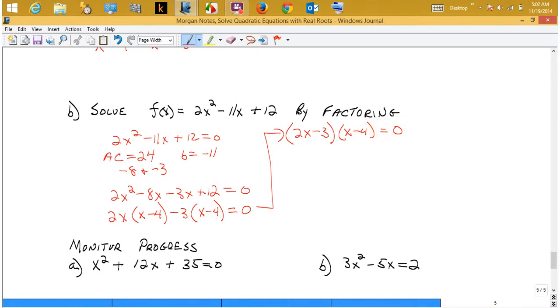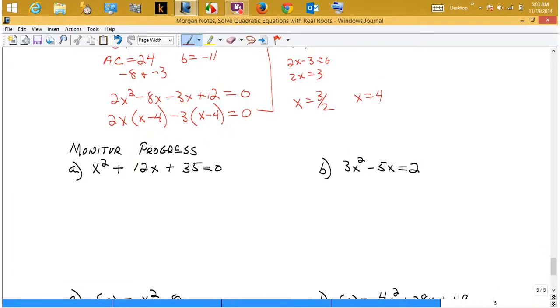So now I need to find the values of x that make the factors go to 0. So for this factor, I could set up a little equation, 2x minus 3 equal to 0. 2x is equal to 3, so x is equal to 3 halves. For the other one, it's fairly straightforward. You can see that x is equal to 4. So those are the two values of x that are the solutions to the equation.